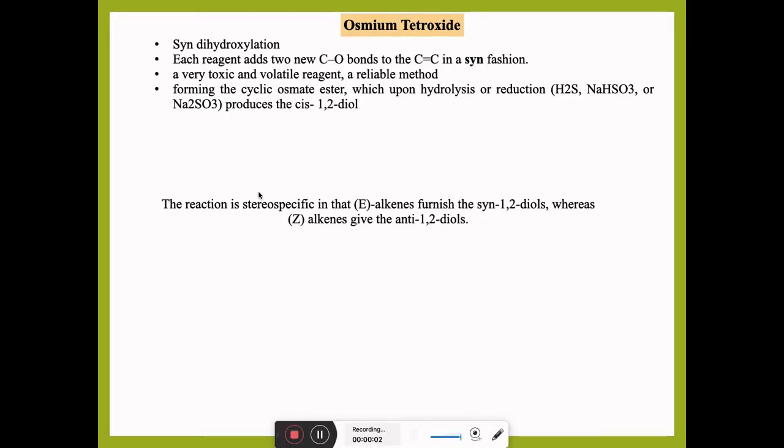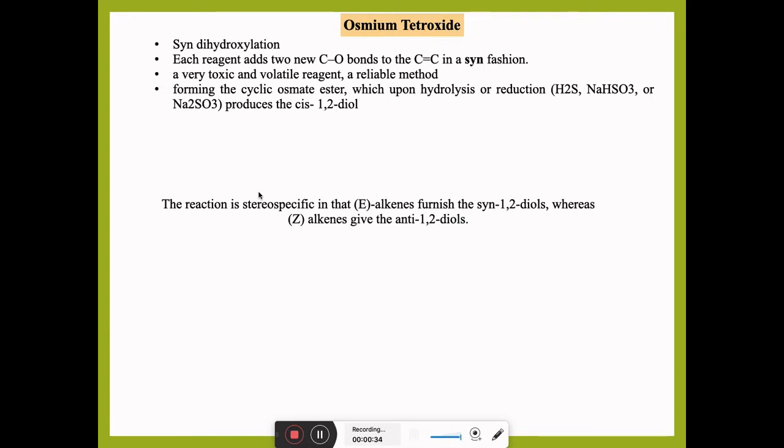Hello everyone. Let us see another reagent which is used for the oxidation of olefin to the diol, osmium tetroxide. This is a reagent which is used to convert the olefin into a syn diol, or syn dihydroxylation.